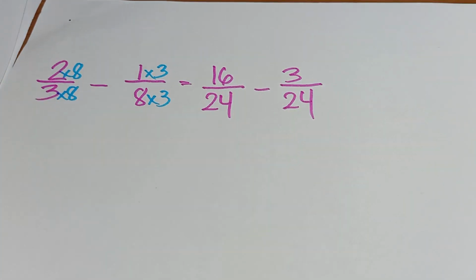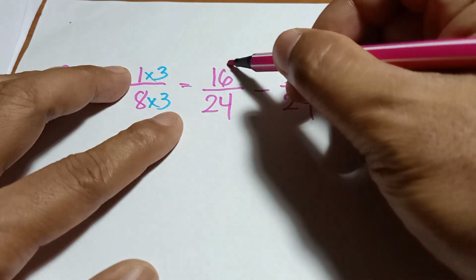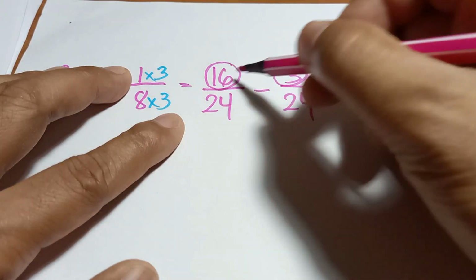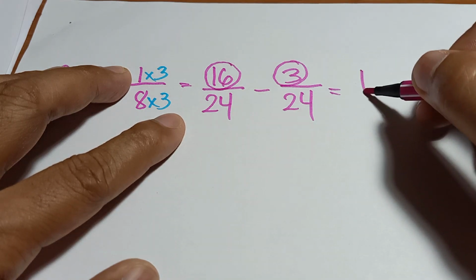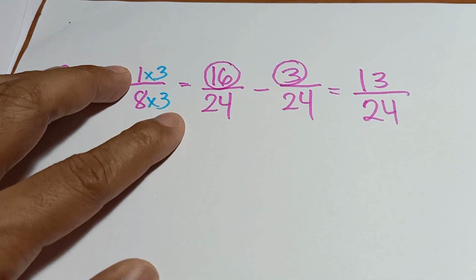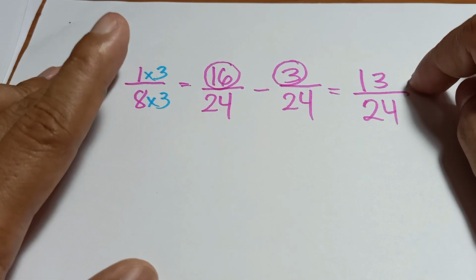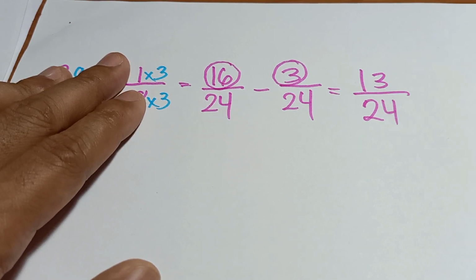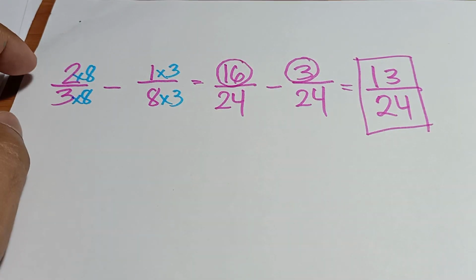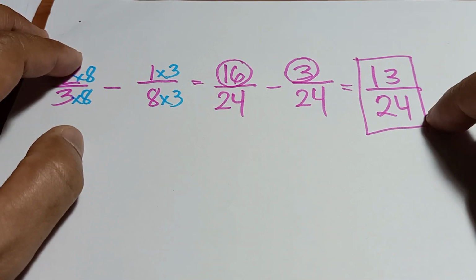Since the denominator is already the same, you can just subtract this part and this part. 16 minus 3 is 13 over 24. Can you simplify this fraction? If there's no number that you can use to divide these two numbers, this is already the simplest form. Therefore, when you subtract 2 over 3 and 1 over 8, the answer is 13 over 24.